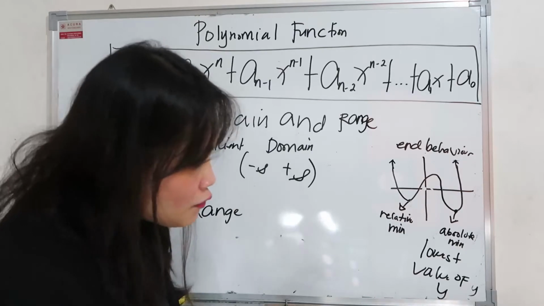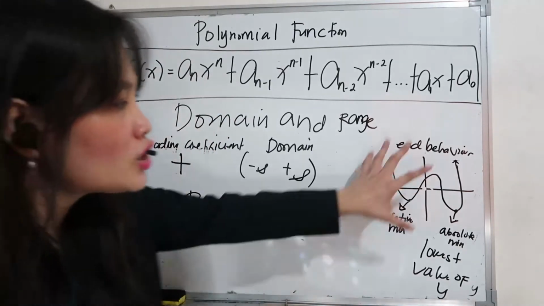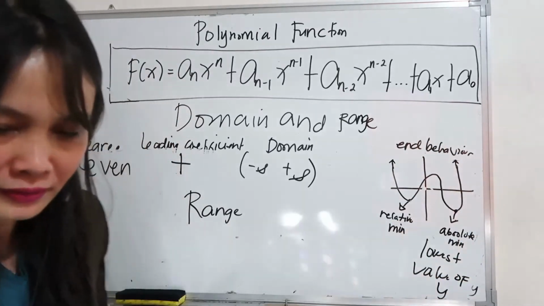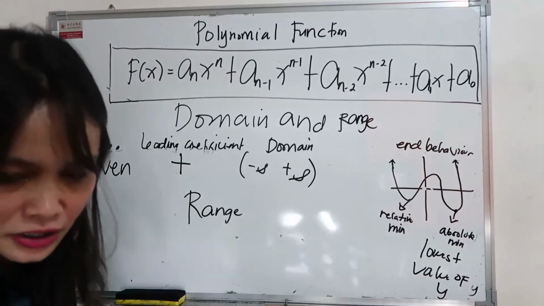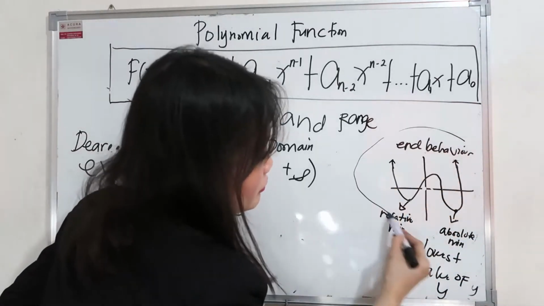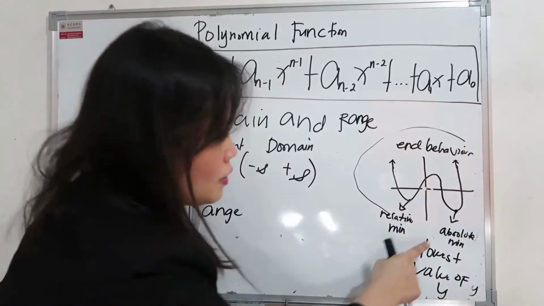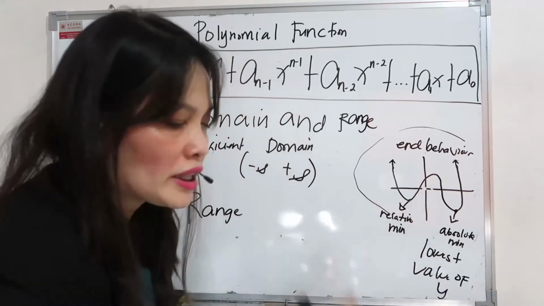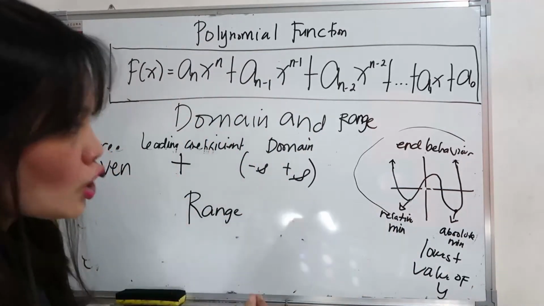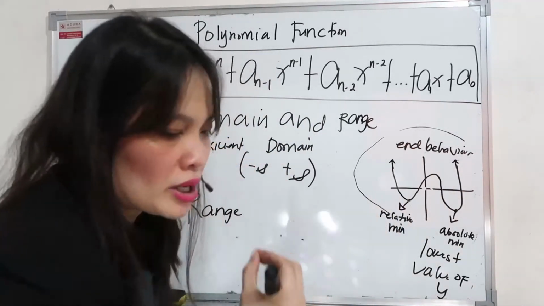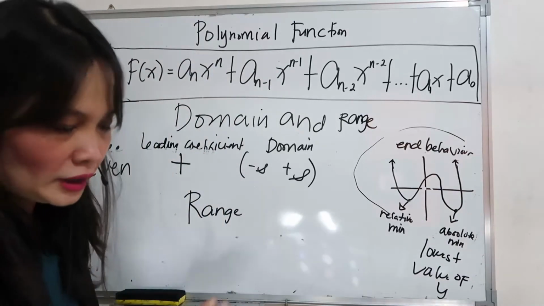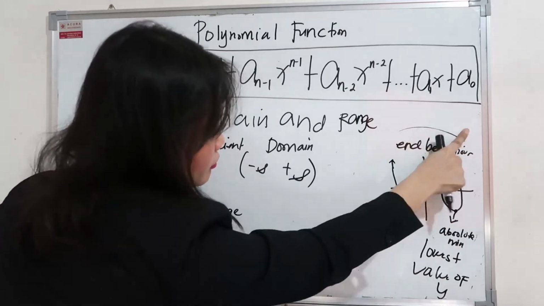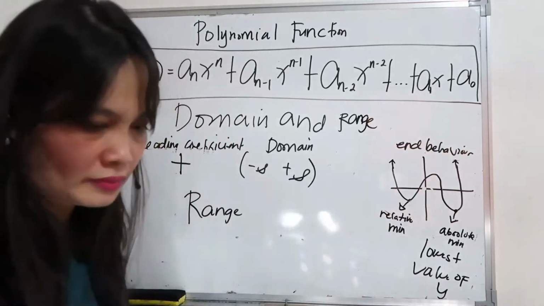So therefore, what is your range based on this graph? You do have absolute minimum, which is the lowest value of y. So therefore, what is the range? If your graph is like this, based on the graph, what is the range?